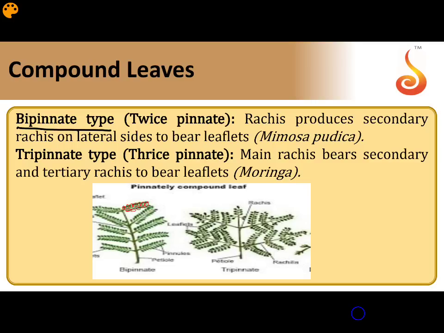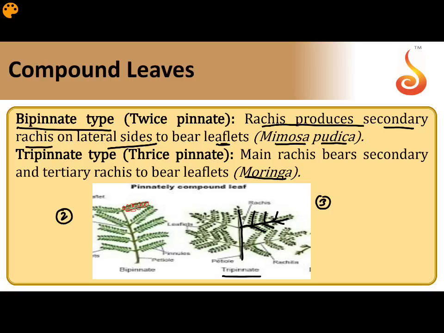So you can read it. Rachis produces secondary rachis on lateral sides and bears leaflets, seen in case of Mimosa pudica, the touch me not plant. There is another condition where the first main rachis, the secondary rachis, and now the tertiary rachis also comes out. So here it is divided 3 times. In the previous case we saw division 2 times. In this case we call it tripinnate. Example, moringa.